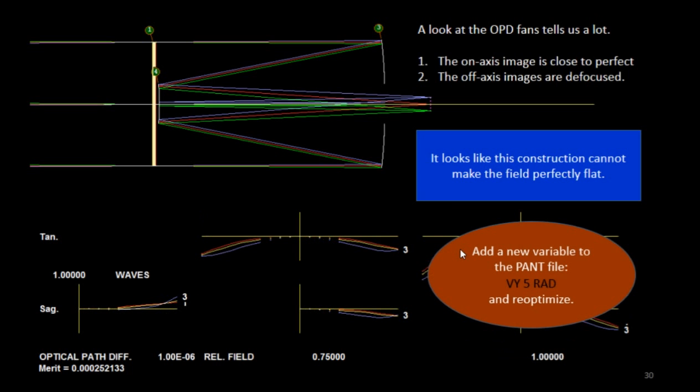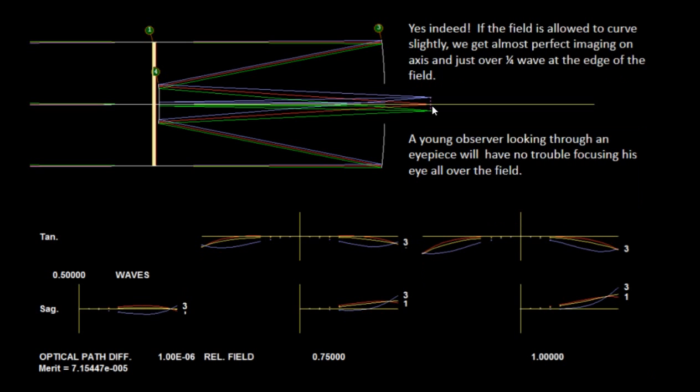So we're going to add a new variable to the parameter file, S5 radius. That's the radius of curvature of the image plane, and then reoptimize. Now it looks like this. Indeed, if the field is allowed to curve just slightly, we get almost perfect imaging on axis and just over a quarter wave at the edge of the field.